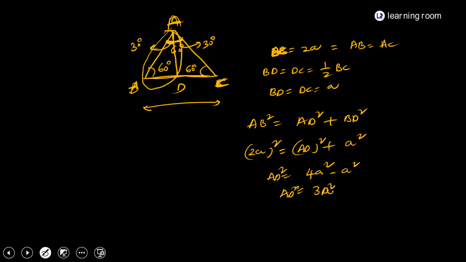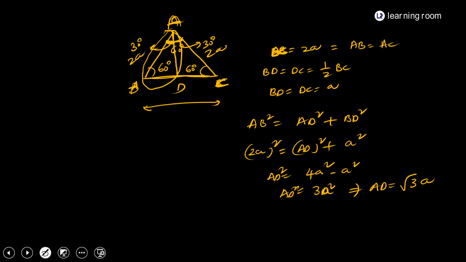AD equal to root 3A. If you take a root of 3, it will be root 3. For A square, if you take a root, it will be A. Clear? Hari, is it clear? So we know this is 2A, this is 2A, and this height is root 3A.